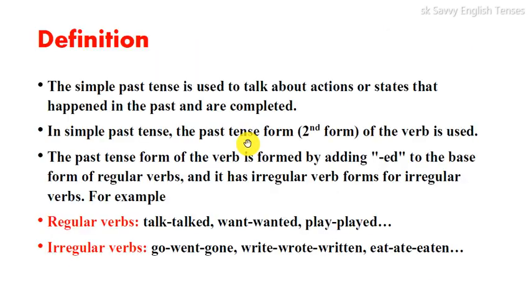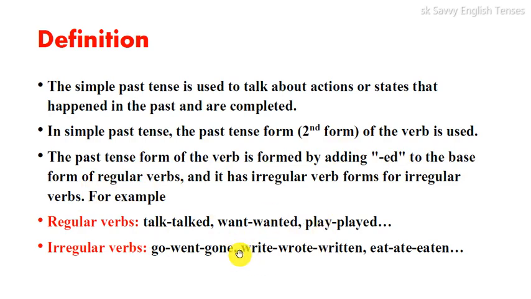Okay, so what is the definition of the simple past tense? The simple past tense is used to talk about actions or states that happened in the past and are completed. In the simple past tense, the past tense form, the second form of the verb, is used. The past tense form of the verb is formed by adding ed to the base form of regular verbs, and it has irregular verb forms for irregular verbs.